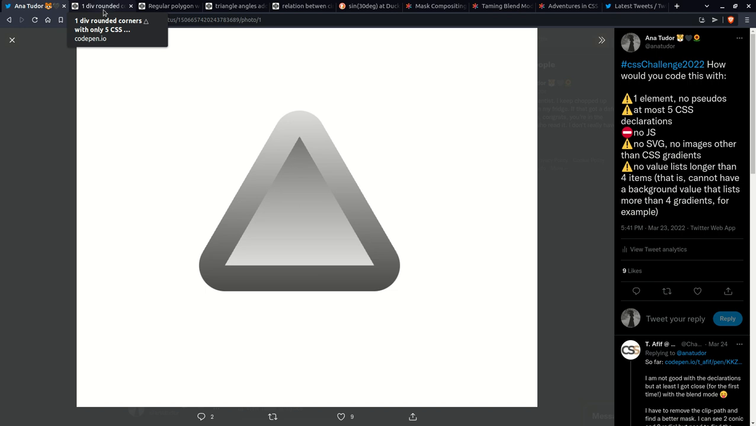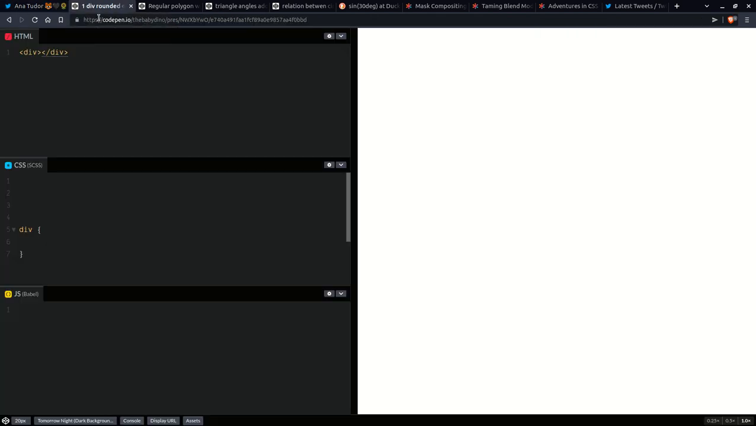Hi, today we'll be coding a solution to this challenge, that is, get this result using a single div, no pseudos, at most 5 CSS declarations, no JS, no SVG, no images other than CSS gradients, and no value lists longer than 4 items. That is, we cannot have a background with 5 layers or more. We already have our div.